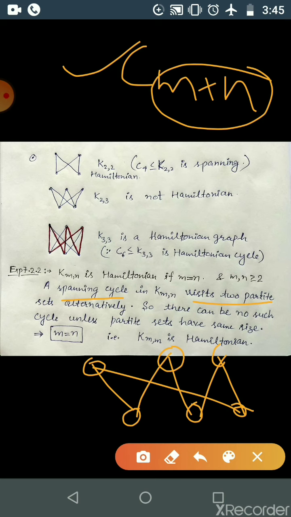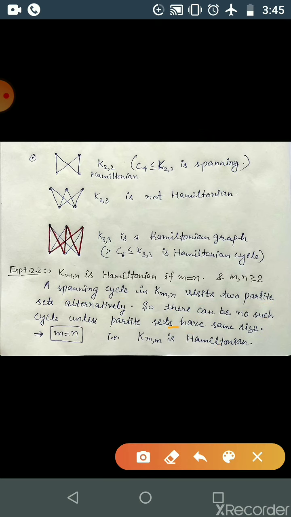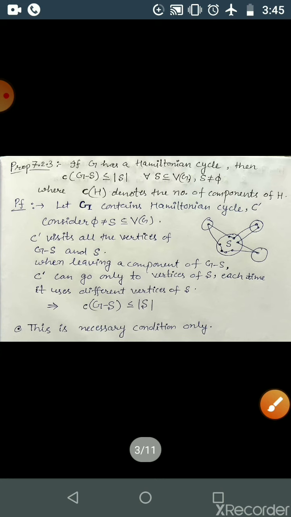So there cannot be such a cycle unless the partite sets have the same cardinality. Partite sets should have the same size, same number of vertices. Otherwise it is either not coming back, or it is not a spanning cycle, if they are not equal. So KMN is Hamiltonian if and only if M is equal to N. Okay, so this is done.